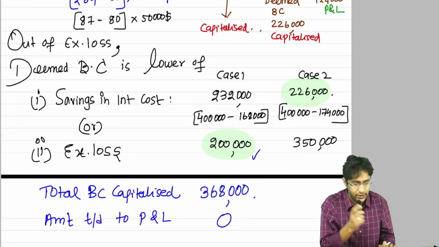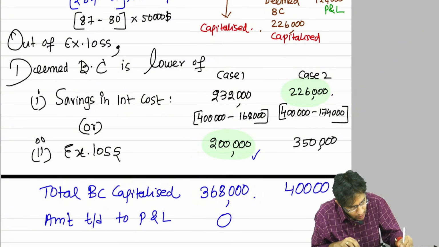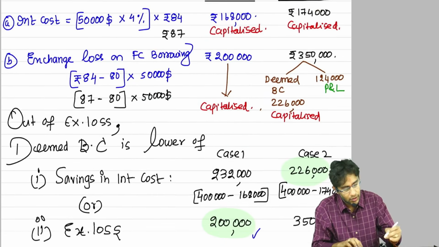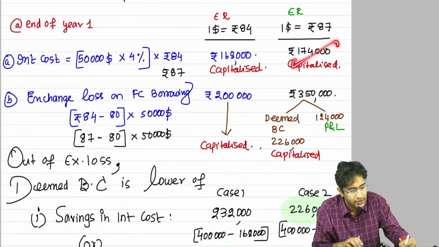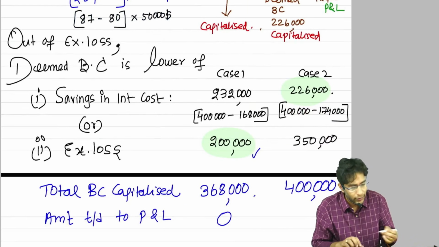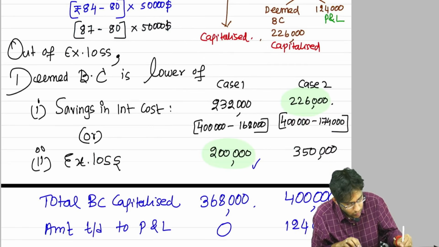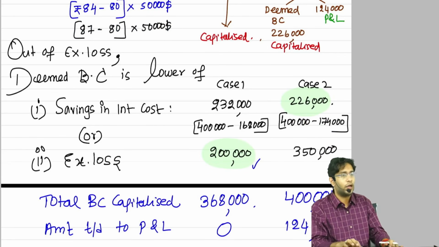Whereas in the second case, borrowing cost capitalized is 4 lakhs. How 4 lakhs? 1,74,000 capitalized, 2,26,000 also capitalized. 4 lakhs capitalized. What went to P&L account? Remaining exchange loss, which is 1,24,000. That will go off to P&L account.